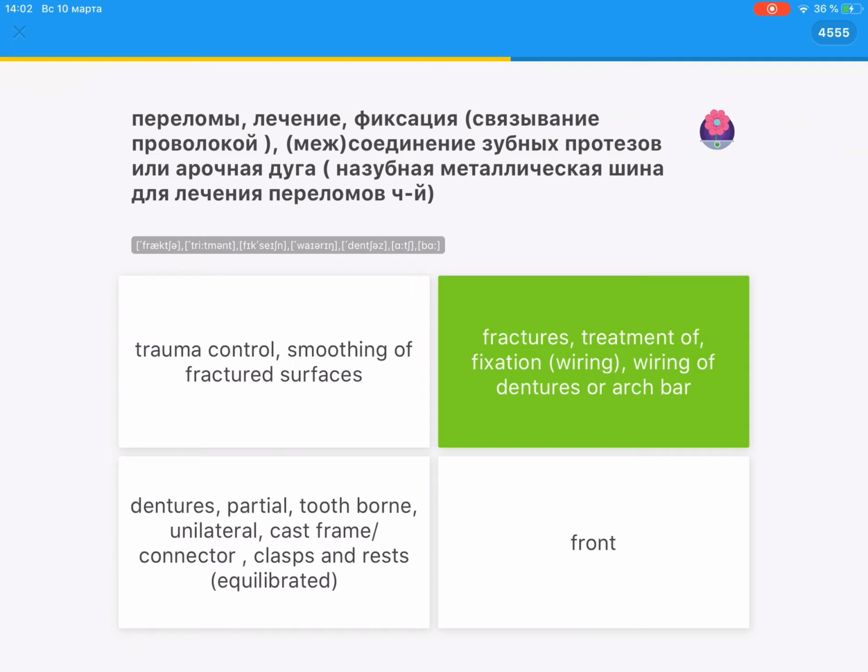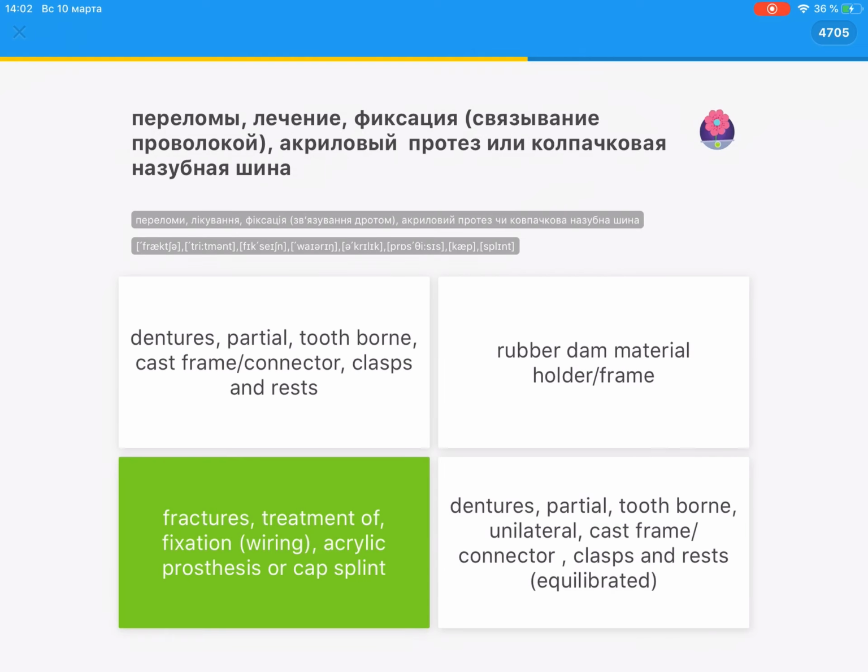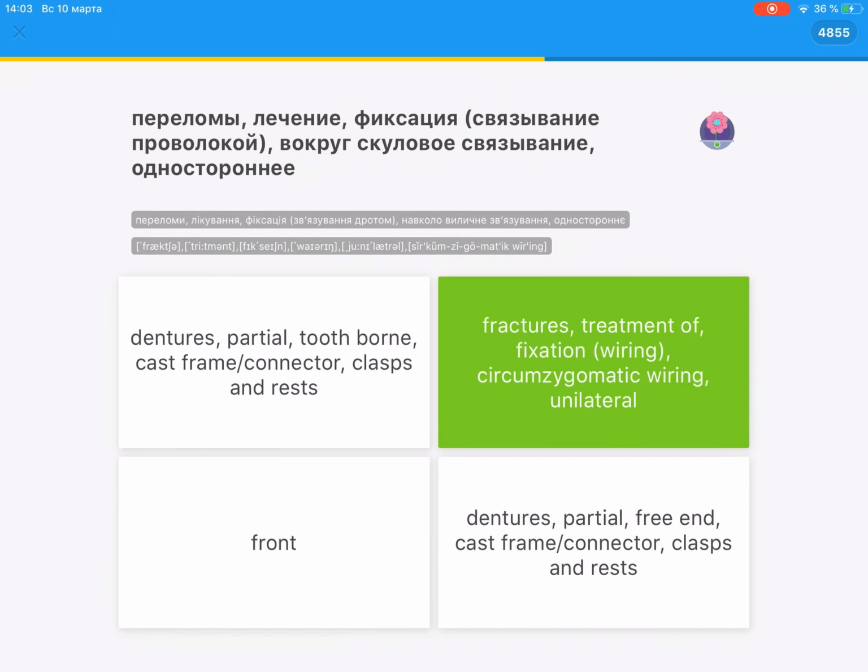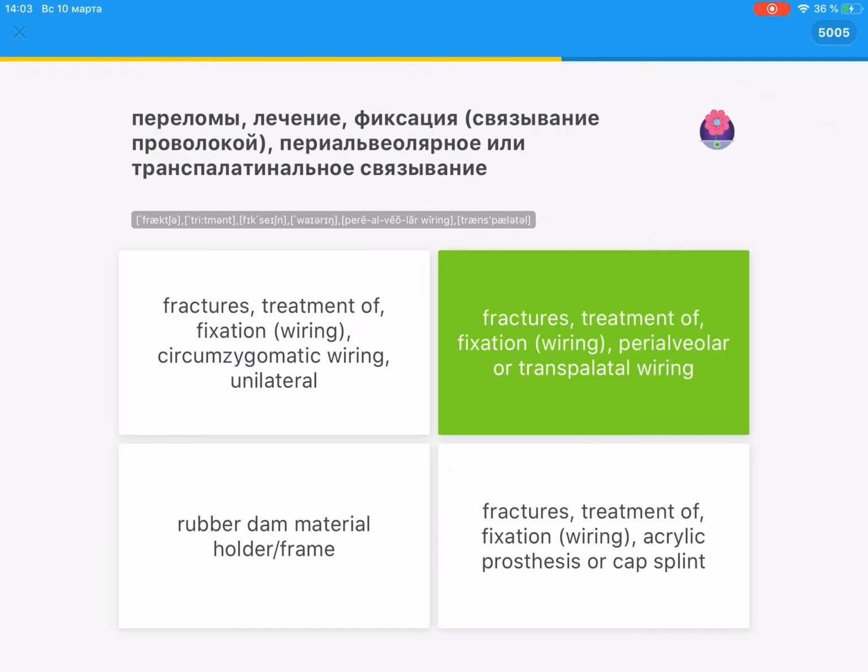Fixation, wiring, wiring of dentures or arch bar. Fractures, treatment of. Fixation, wiring, acrylic prosthesis or cup splint. Fractures, treatment of. Fixation, wiring, circumzygomatic wiring, unilateral. Fractures, treatment of. Fixation, wiring, perialveolar or transpalatal wiring.